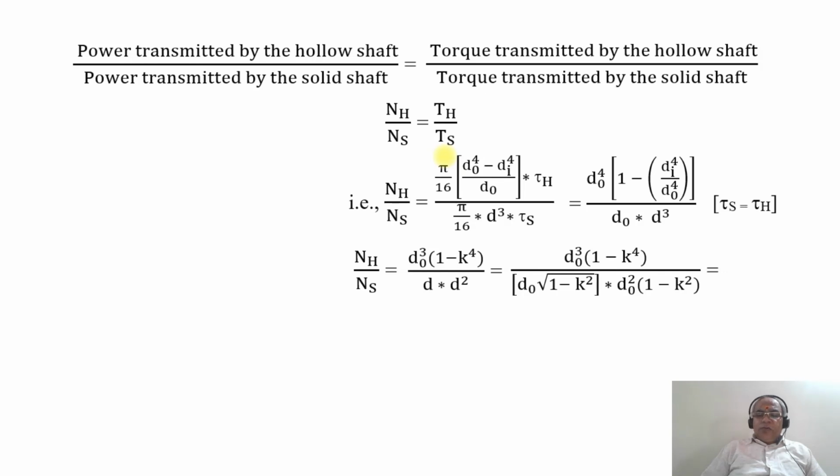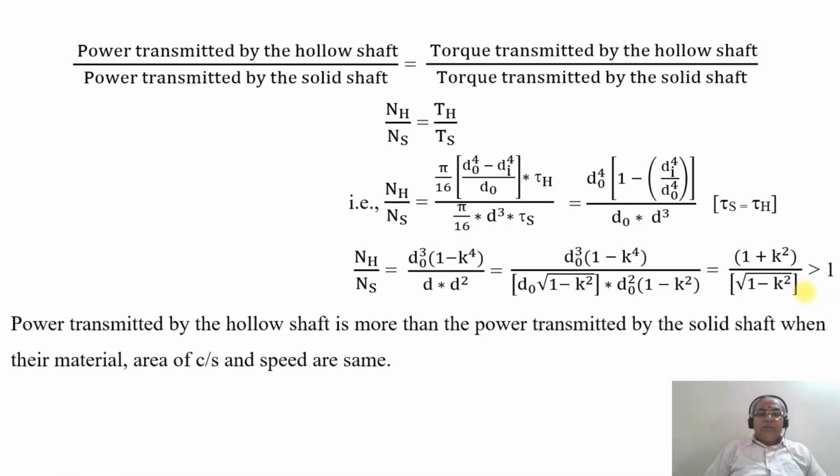So d naught cube gets cancelled, and (1 minus k to the power of 4) can be written as (1 plus k square) into (1 minus k square), divided by square root of (1 minus k square) into (1 minus k square). So (1 minus k square) and (1 minus k square) get cancelled, and it is left with (1 plus k square) by the square root of (1 minus k square), which is always a ratio greater than 1.